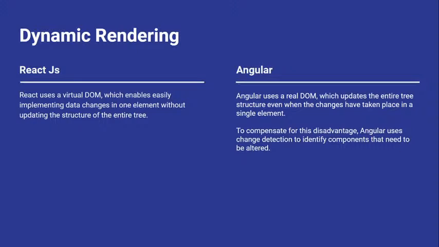And dynamic rendering. React.js has a virtual DOM, which enables easily implementing data changes. Whenever you are going to create new elements or change specific elements, the data is directly assigned into the specific section. It disturbs only that specific section. But in Angular, you disturb the entire tree. So dynamic rendering is not possible in Angular, but in React.js it's possible because it disturbs only the required place. But in Angular, it disturbs the entire DOM and components.